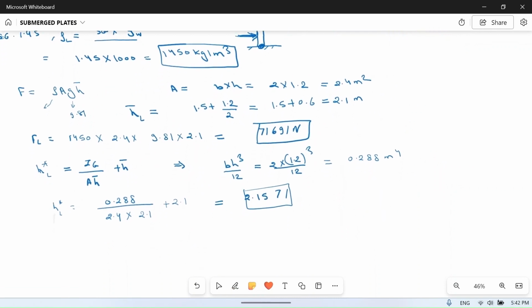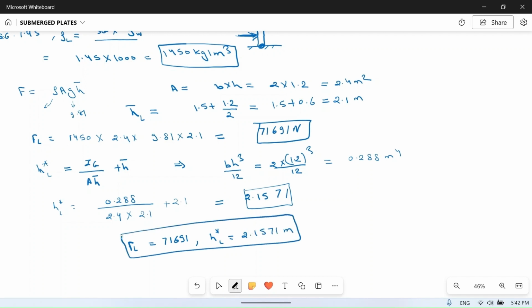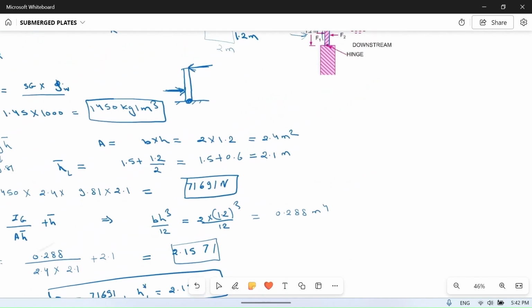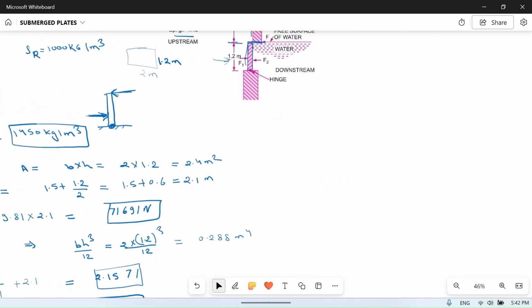So let's note it down. Force on left side is equal to 71691 and H star on left side is 2.1571 meter. Similarly, let's calculate on the right side. So force on the right side is equal to rho A g H bar on the right side.